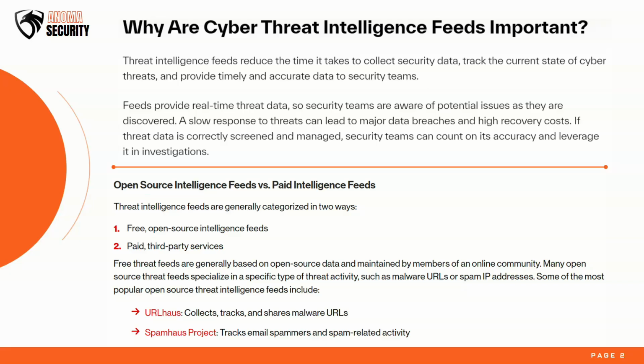Many open source threat feeds specialize in a specific type of threat activity, such as malware URLs, spam, and IP addresses. Some of the most popular open source intelligence feeds include URLhaus, which is a platform providing a threat intelligence feed of malware URLs or any suspicious links. Another one is the Spamhaus project, which tracks email spammers and spam-related activities. So it's more related to email. So that was the brief overview of the open source and paid intelligence feed.